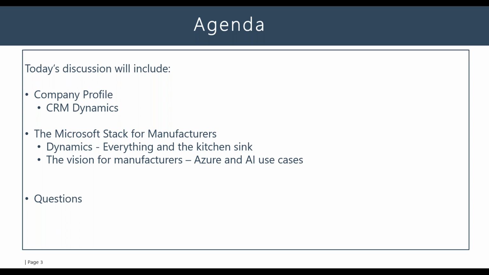So I'm going to talk about Dynamics, the 365 Dynamics stack. I'm going to talk about everything in the kitchen sink that applies to manufacturers. And then I'm going to talk about the vision for manufacturers using AI and Azure, talk about use cases and show you how that can be applied to your factory and to your supply chain. And then, to Iceland's point, we're going to be going through questions afterwards.